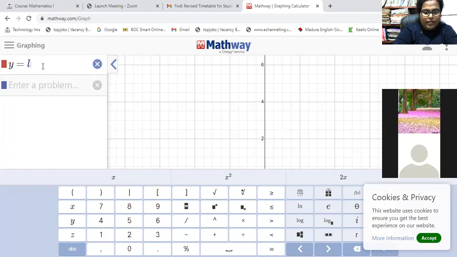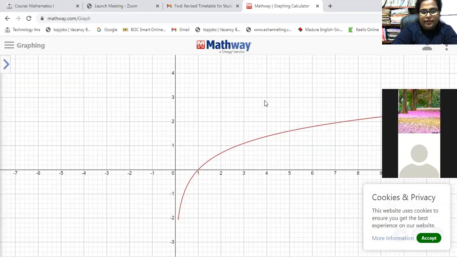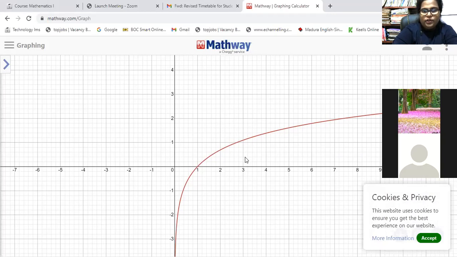So when you take ln x, you can see this is the ln x graph. When you are taking these two points here, this interval is delta x1. So this is the delta y1 for this interval. In this interval, the increase in y is this much.